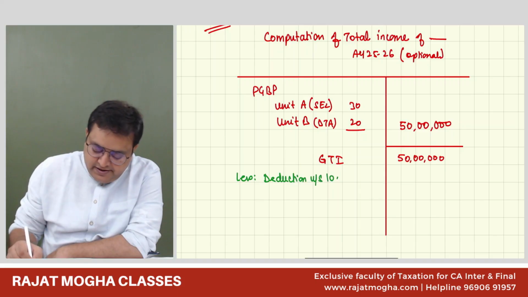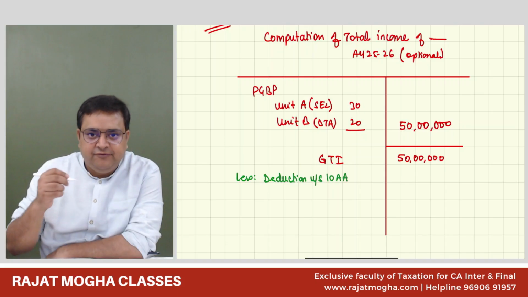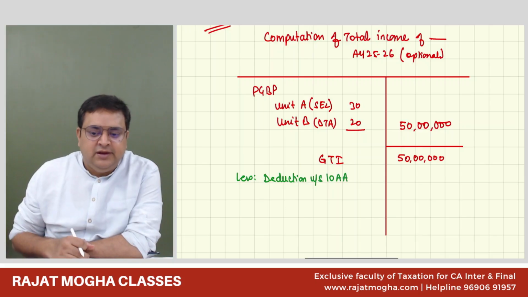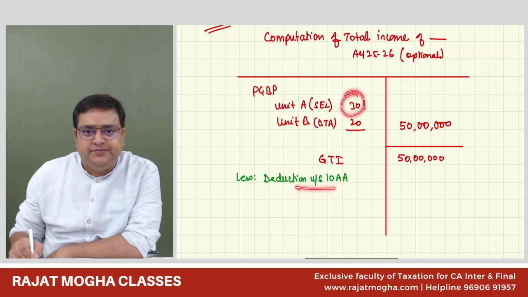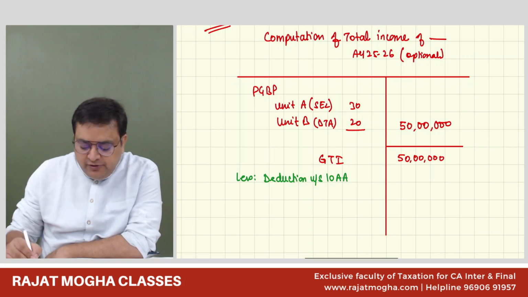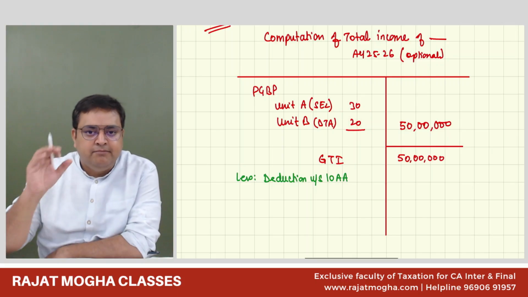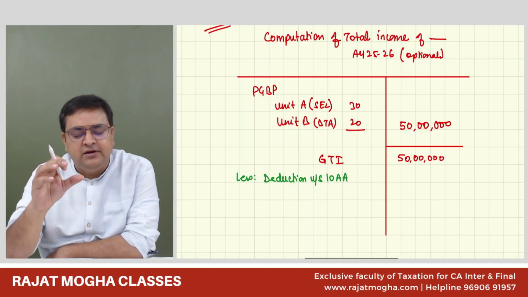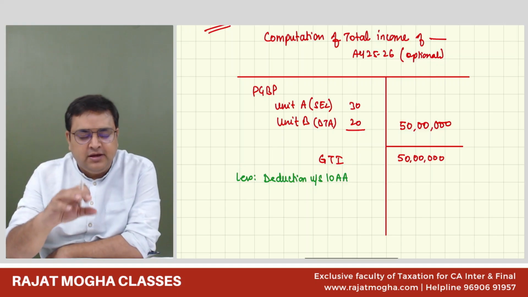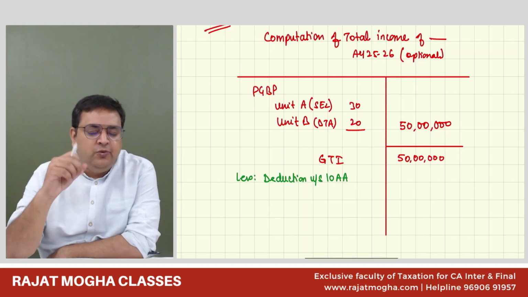under section 10AA. 10AA says that if you have a unit in SEZ, then whatever profit you have earned, you have earned a profit of 30 lakh rupees. You can get this deduction only related to SEZ profit, not DTA, guys, not for DTA, only related to SEZ. You can get 30 lakh rupees of deduction, but it should be only that profit which is related to export.